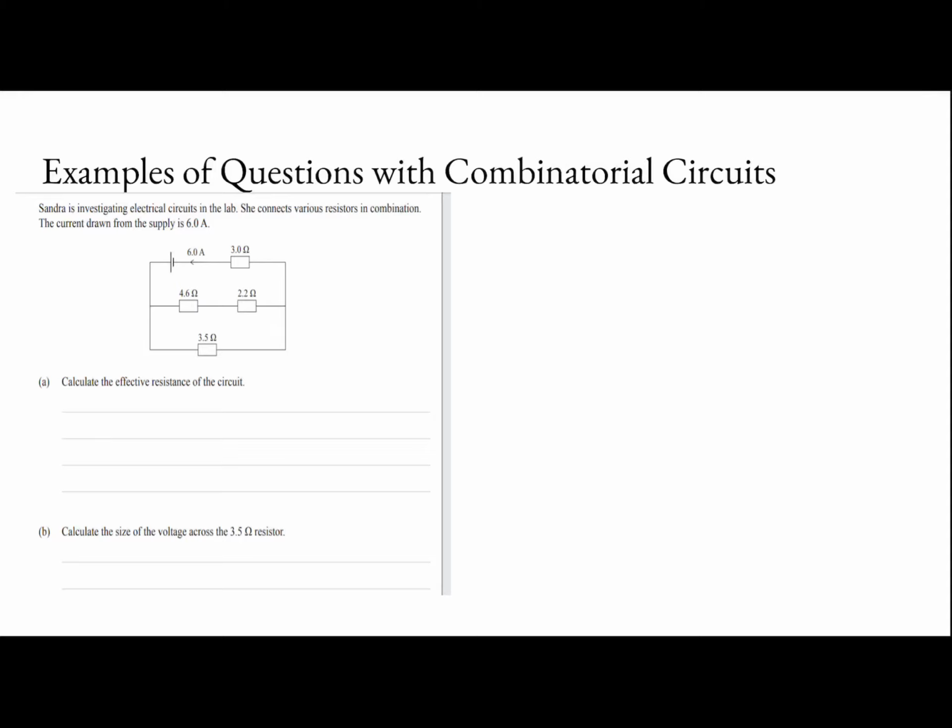Sandra is investigating electrical circuits in the lab. She connects various resistors in combination. The current drawn from the supply is 6 amps. Calculate the effective resistance of the circuit.